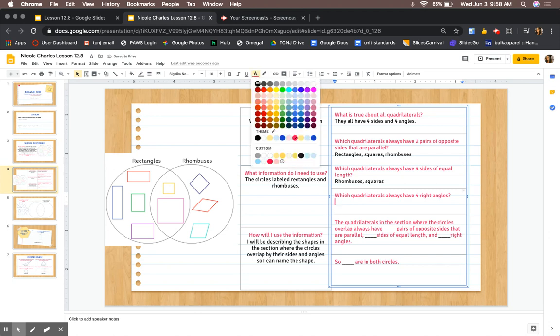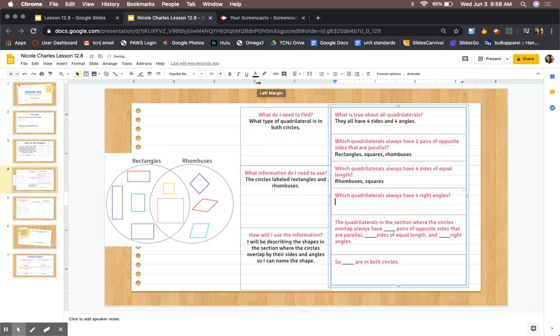Next, we have which quadrilaterals always have four right angles? Four right angles. Well, if we look at here, we know rectangles do. So we can write rectangles. And what else? Well, we also know squares.